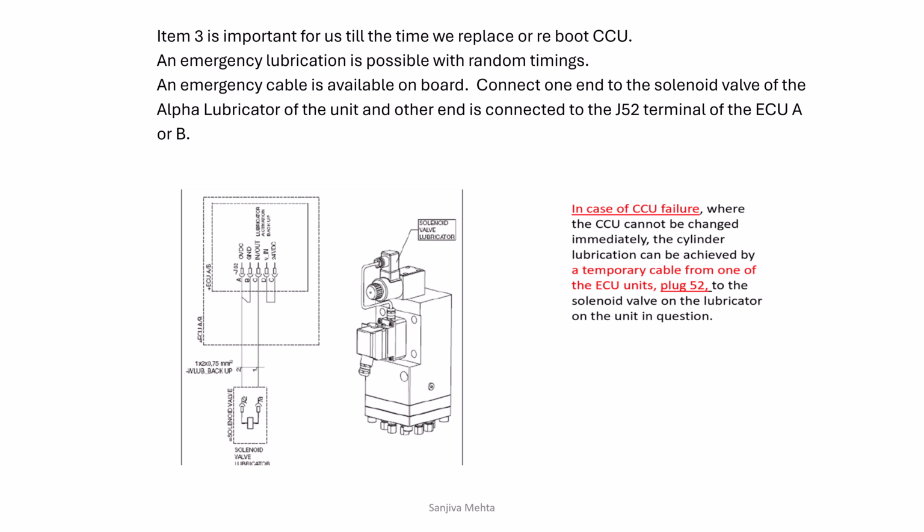All right. There will be terminal J52. Remove that block, and one end of the cable goes to the solenoid valve of the Alpha lubricator. The other end you put in the place of the J52 plug. So in case of CCU failure, where the CCU cannot be changed immediately, the cylinder lubrication can be achieved by a temporary cable from one of the ECU units, plug J52, because that is the socket number. This is called J52, plug number 52, on the solenoid valve on the lubricator on the unit in question.